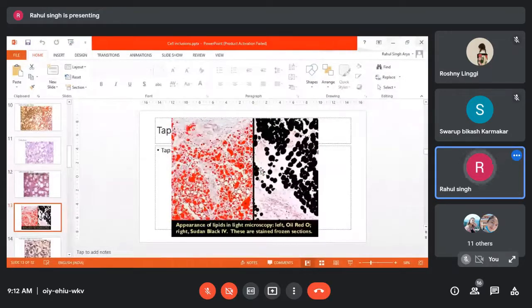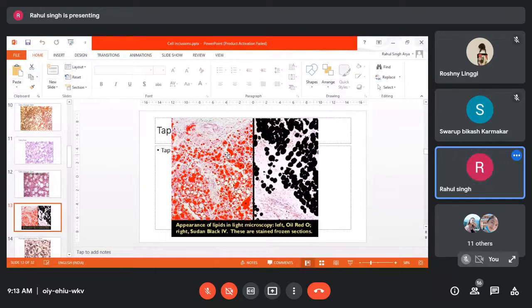This is the appearance of fat under special staining. So this is oil red O. You can see the fatty deposit. This is done in the frozen sections, cryo sections only. The formalin fixed and paraffin embedded sections will not show this.